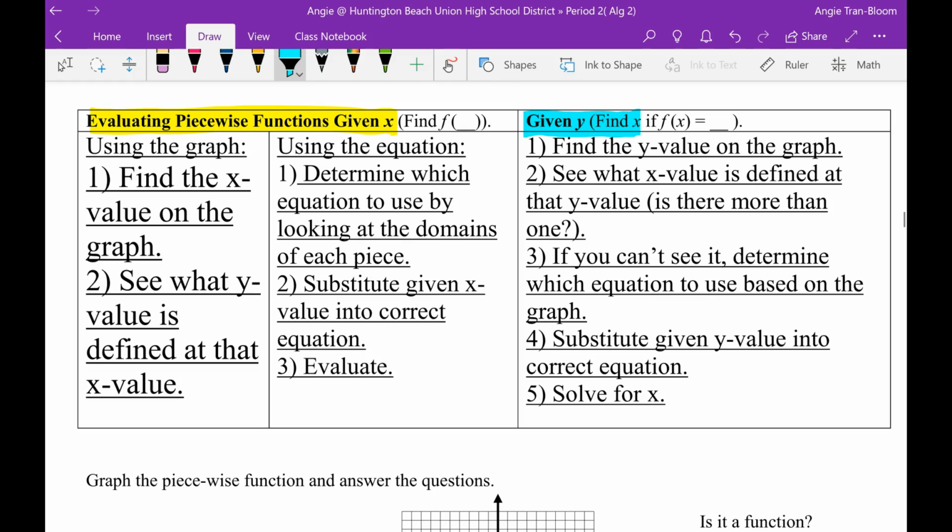Find x given y. If you can't see it, determine which equations to use based on the graph. Thank you, sir. And again, we're going to go in detail with this. Okay, Zoe R., can you read 4, please? Very good. And last one, Aaron, can you help me read the last one? Solve for x. Perfect. Okay.